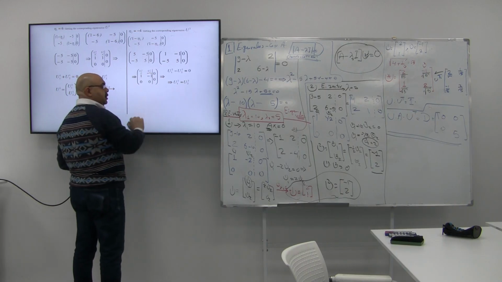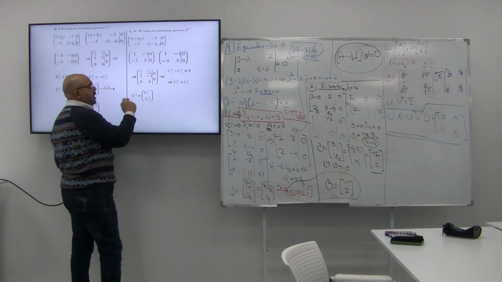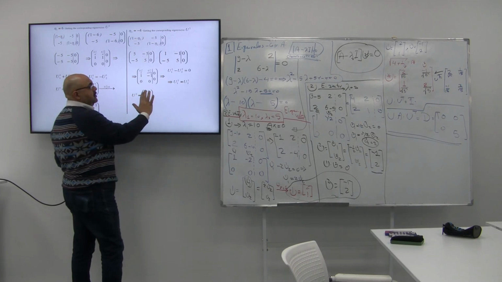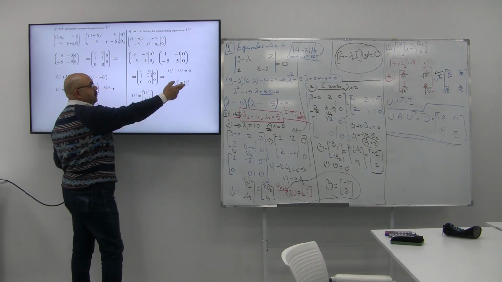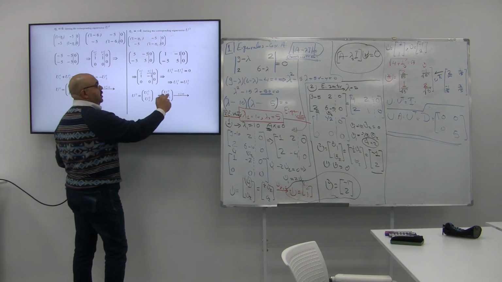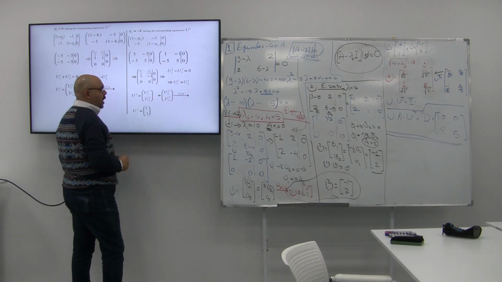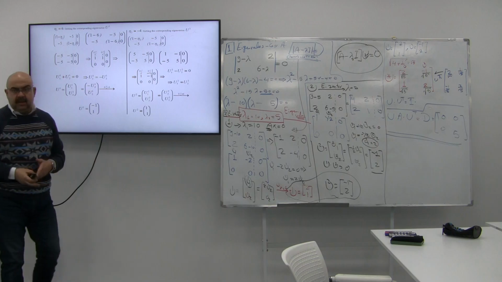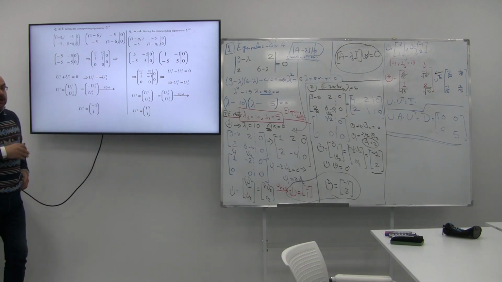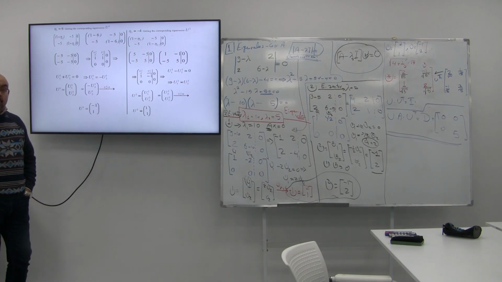The first component equals the second component. This is the condition. So for the second eigenvector, I will replace the first component by the second, considering u2 is equal to 1. So this is the eigenvector that corresponds to negative 4.